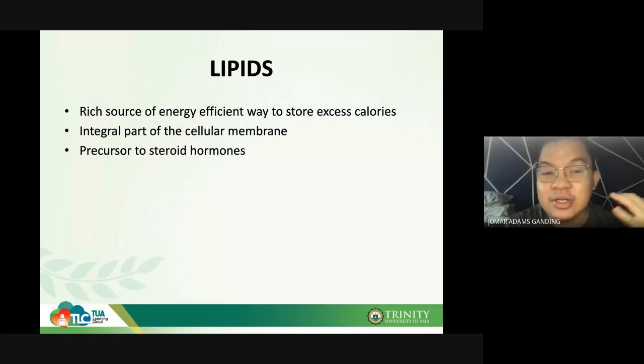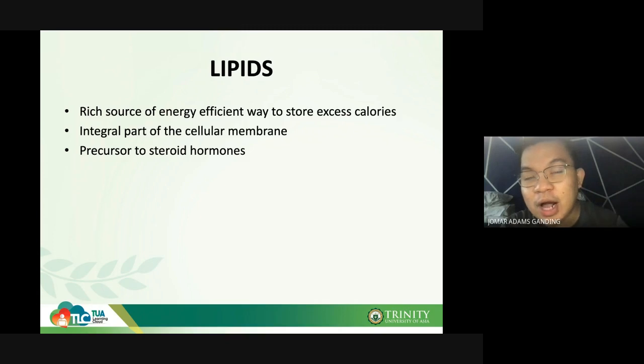So again, your lipids are a rich source of energy. If you're writing down, I want you to highlight the rich source of energy, because as early as now, I want to get this across already that your lipids are a rich source of energy, except for cholesterol. I think I was able to mention this already during our carbohydrate lecture, but I'm repeating it for the sake of our discussion today. Your cholesterol cannot be used as an energy source, but all the other lipids can be utilized as an energy source.